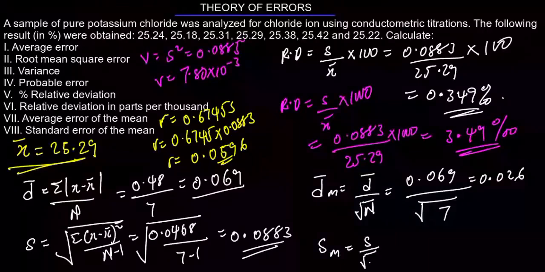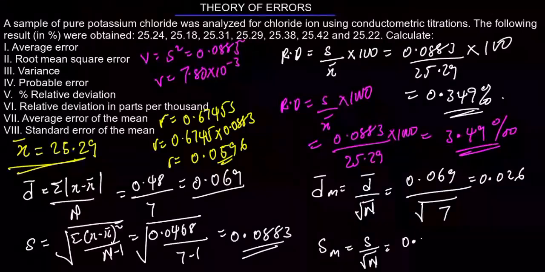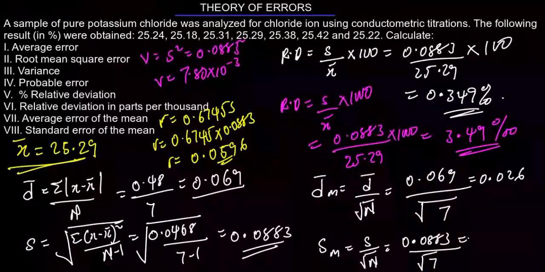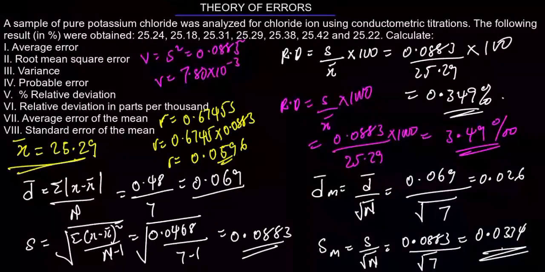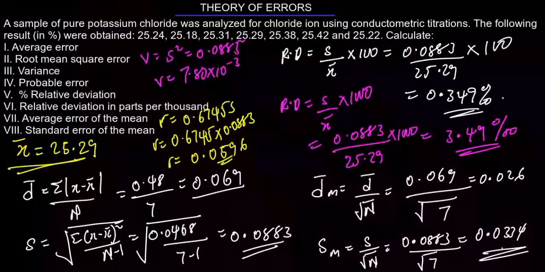And the standard error of the mean is standard deviation over square root of n, and that will give me 0.0883 all over square root of 7. So 0.0883 divided by square root of 7 should give me 0.0334. So this is the answer. So this is just how to calculate. They can give you any question twisted or anyhow, but this is how to calculate it, and this is the understanding of the video.